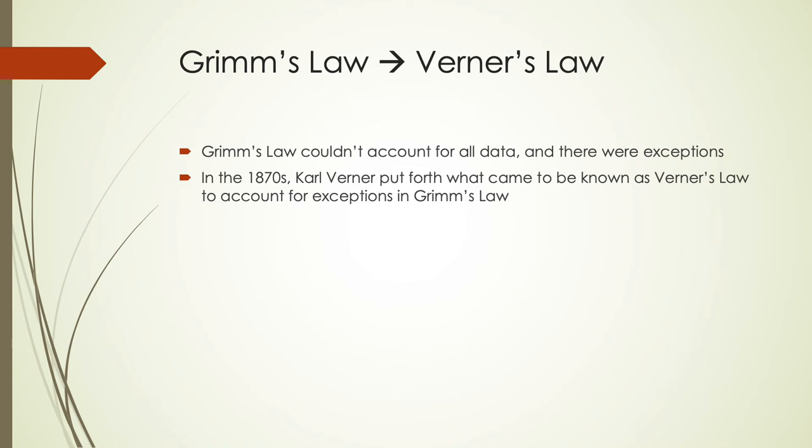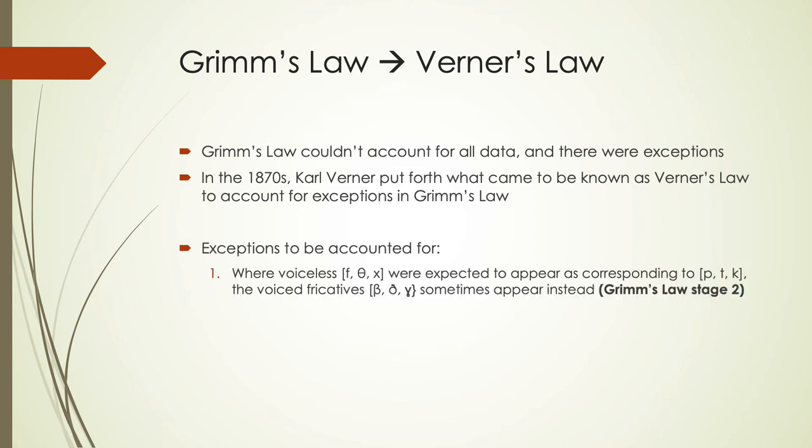So the exceptions that he found and that he needed to find an explanation for were that there were sometimes voiceless fricatives expected to appear, so f or th or ch, and instead were showing up as voiced fricatives. So you're getting a w or a th or an r instead. And so this would be based on the changes that took place in Grimm's law in stage two, when those voiceless plosives became voiceless fricatives. You are instead finding a few cases where they're actually voiced instead.